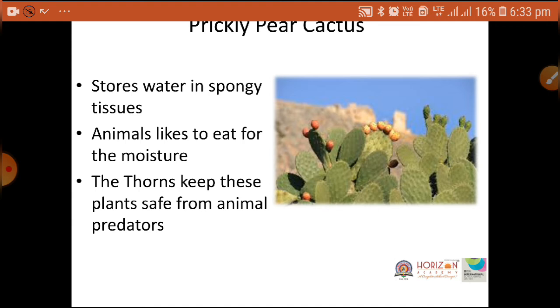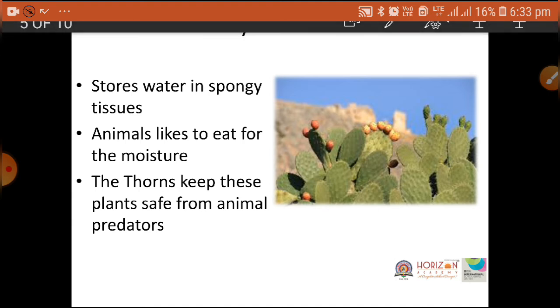So these are some interesting facts about prickly pear cactus.